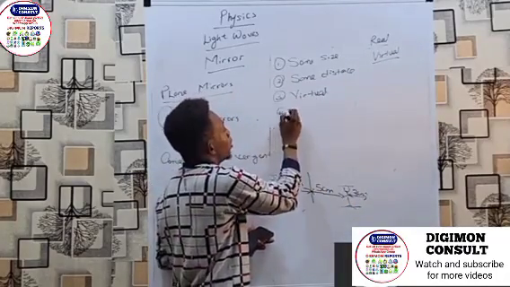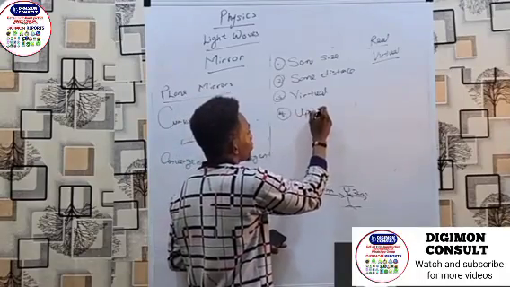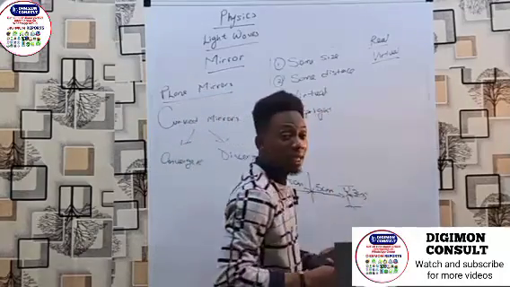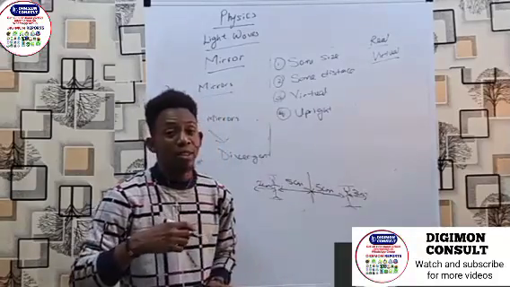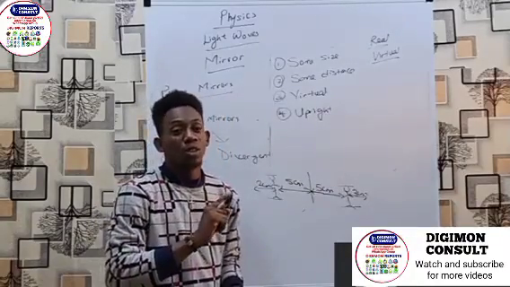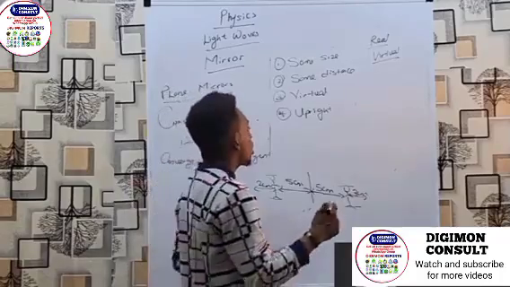And fourthly, this image is going to be upright. If you are standing still, the image you see of yourself in your mirror will also be standing. Your image will not be upside down. It will definitely be right side up, just as you are.